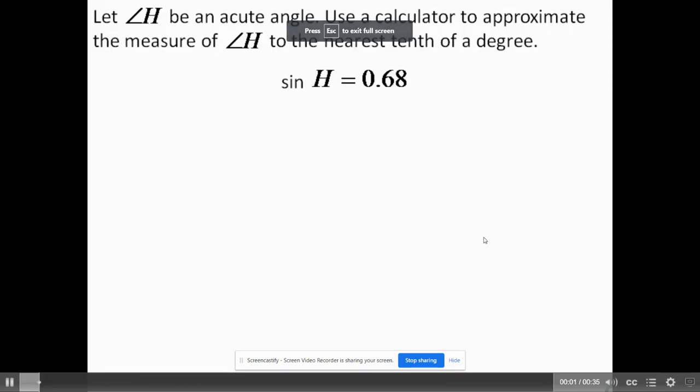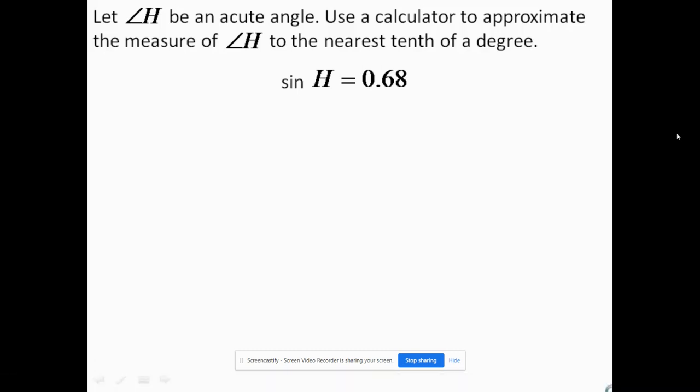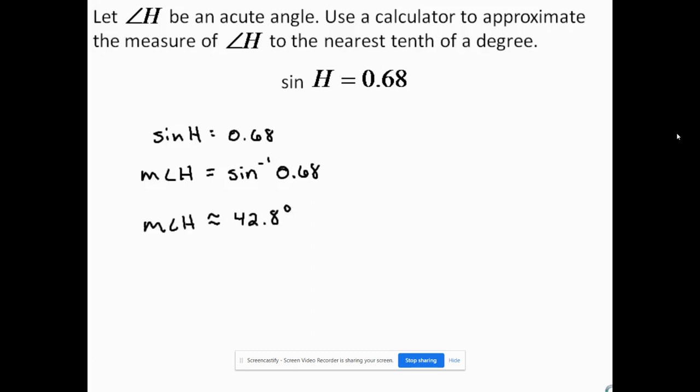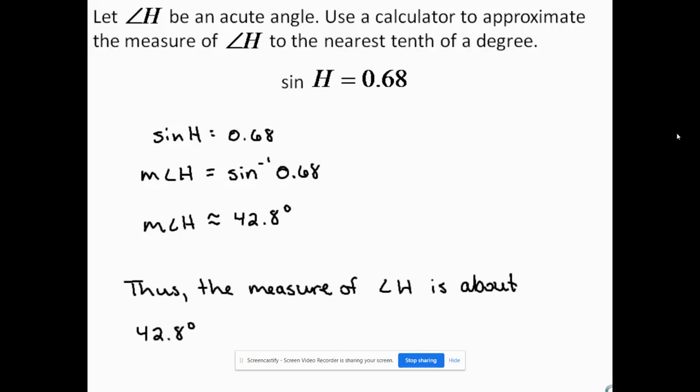Let angle H be an acute angle. Use a calculator to approximate the measure of angle H to the nearest tenth of a degree. Sine of H equals 68 hundredths. So you are given that the sine of H equals 68 hundredths. You can use the inverse of sine to find the measure of the angle. So the measure of angle H equals the inverse of sine of 68 hundredths. Using a calculator to approximate the measure gives the measure of angle H is about 42 8/10 degrees.